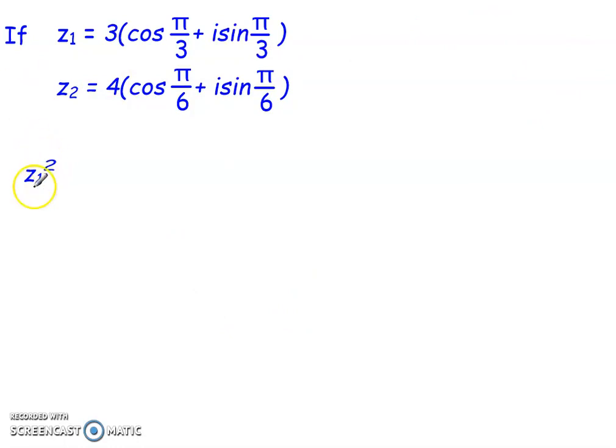Third one I gave you was calculating Z1 squared. Now it requires a little bit of logical thought to set yourself up for this one, but the key thing to think about is the fact that Z1 squared is the equivalent of doing Z1 times Z1. I'm still going to use the same format, so I'm still going to use the AB times cos of big A plus big B, plus I times the sine of big A plus big B.